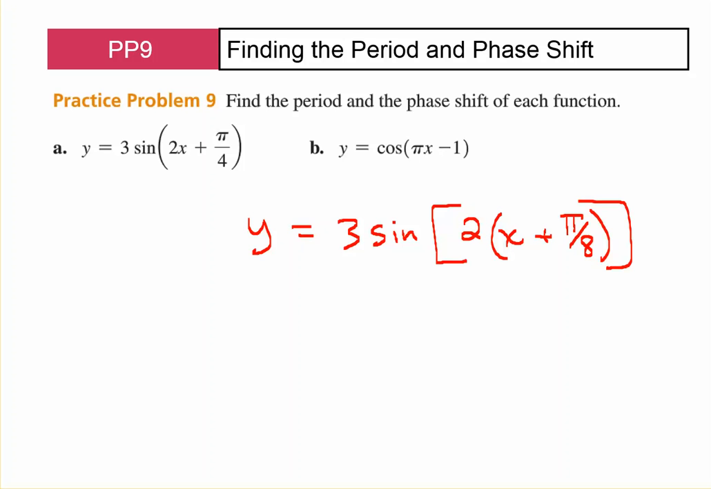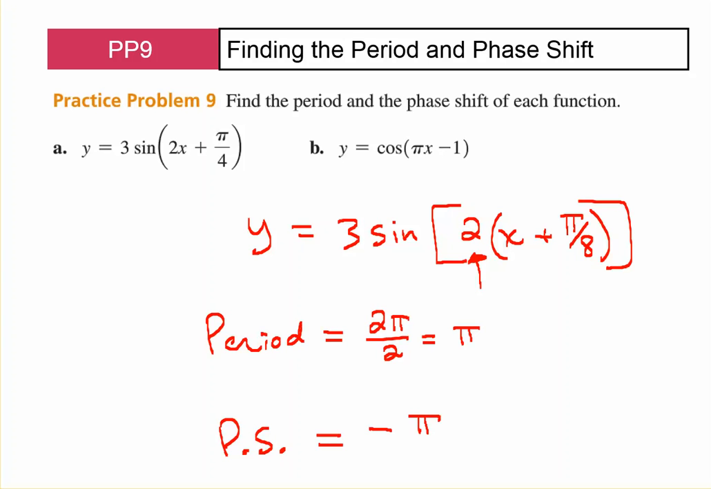Phase shift is pi over 8. Almost. Let's go with period first. Period is, let's see this guy, so 2 pi over 2. The divisor, how about pi is for the period? And phase shift is, we're almost there. How about a negative pi over 8? And it's the opposite sign.